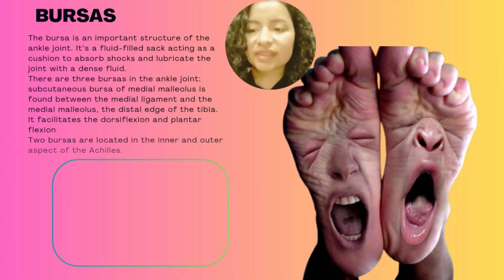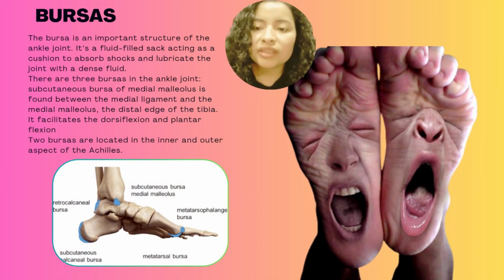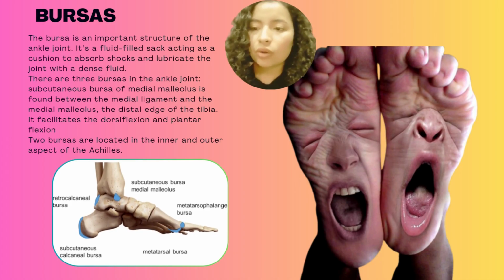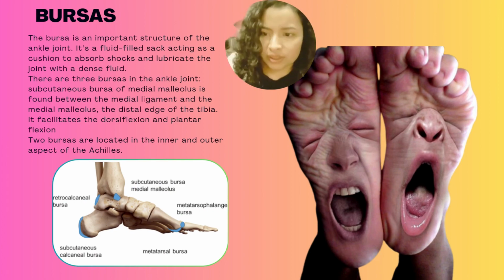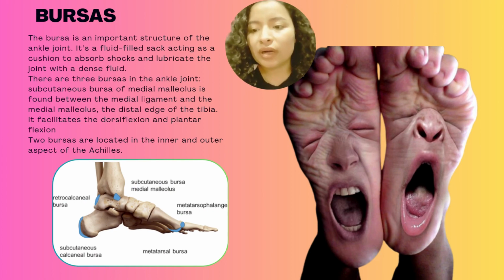The bursae. The bursa is an important structure of the ankle joint. It's a fluid-filled sac acting as a cushion to absorb shocks and lubricate the joints with dense fluid. There are three bursae in the ankle joint.